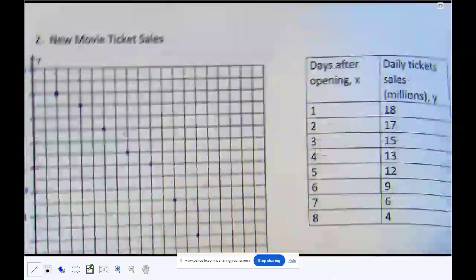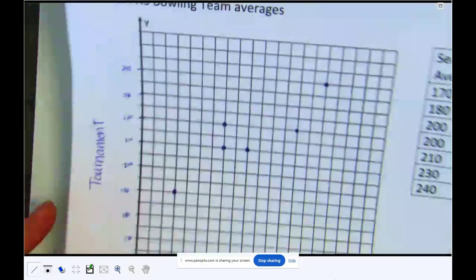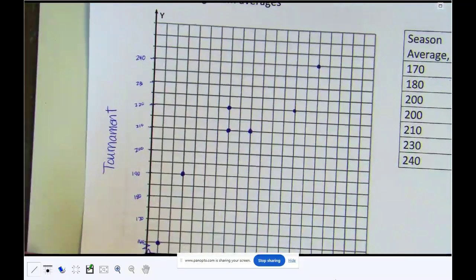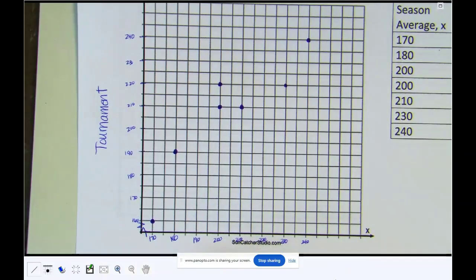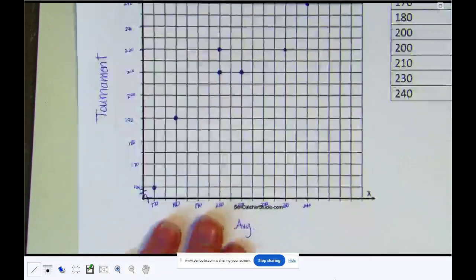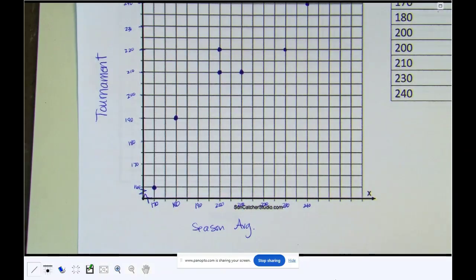Okay. Now, the last one is the one I want to spend the most amount of time on. This is what I did. Now, I know that your graph might not look like mine, but I want you to see a couple things. This is important. I had several people say, well, I don't know what to do here.